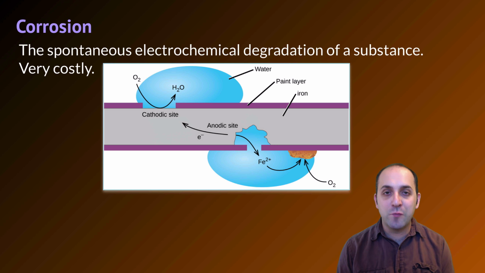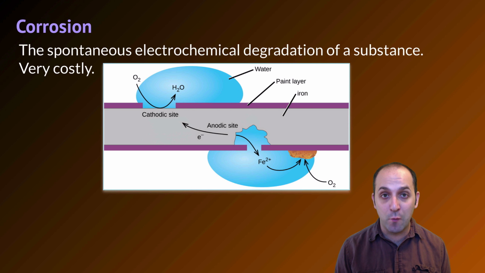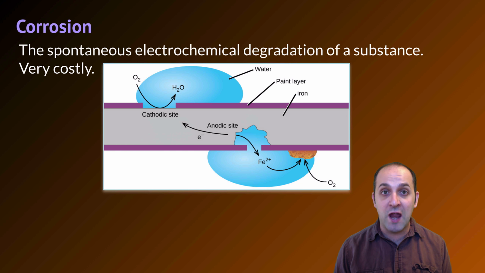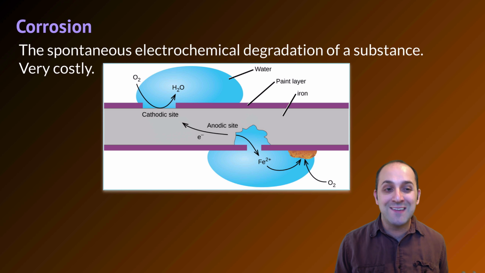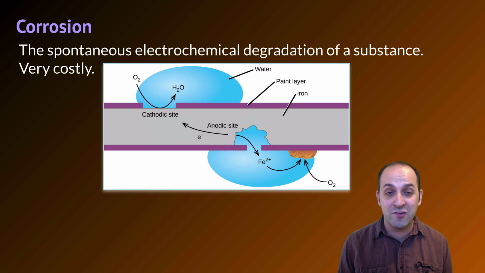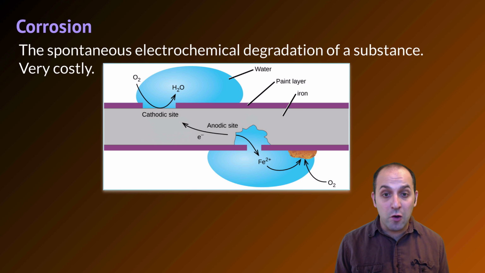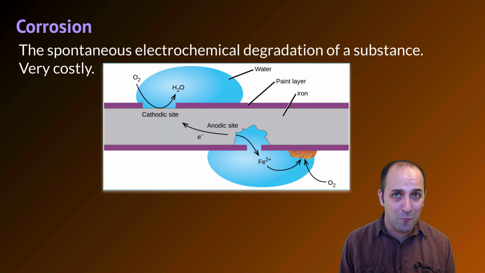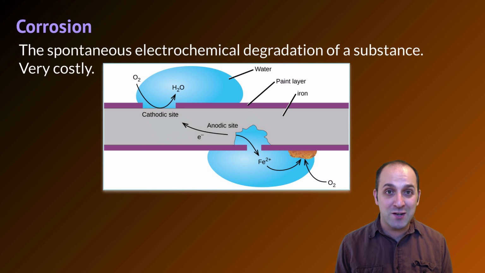Another place where spontaneous redox reactions play a really important role is in corrosion, which is the spontaneous electrochemical degradation of a substance, which is incredibly costly in terms of industry as metals corrode very easily upon exposure to oxygen and water. During corrosion, the metal is spontaneously oxidized upon exposure to oxygen gas in the air. And this process is actually accelerated when that metal is exposed to water. If you think about all of the places in your lives where metal is exposed to oxygen and water, and consider the fact that they're all subject to corrosion, you can start to understand why this costs so much money to deal with.